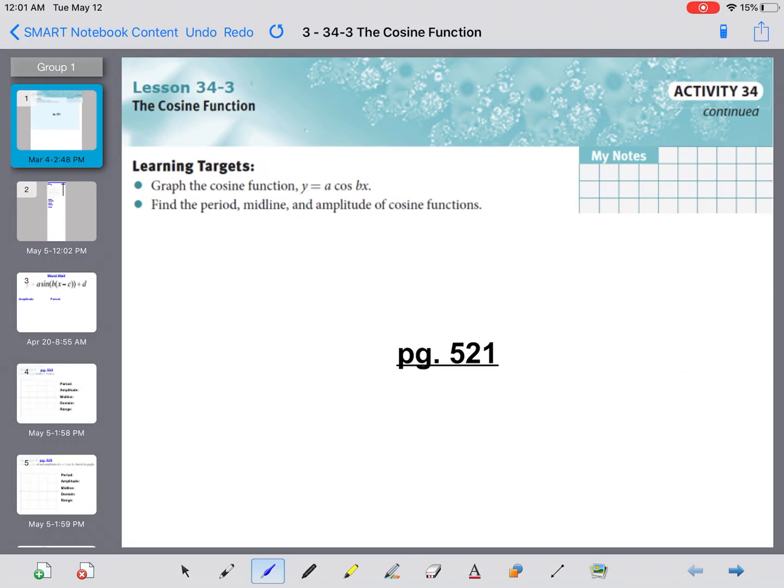Good morning, everyone. Today we are moving on to two new graphs. The first one we're going to look at is the graph of the cosine function. You can start here on page 521. The second one we'll look at is the tangent function. Similar to last week, we'll have two different worksheets working on each skill.